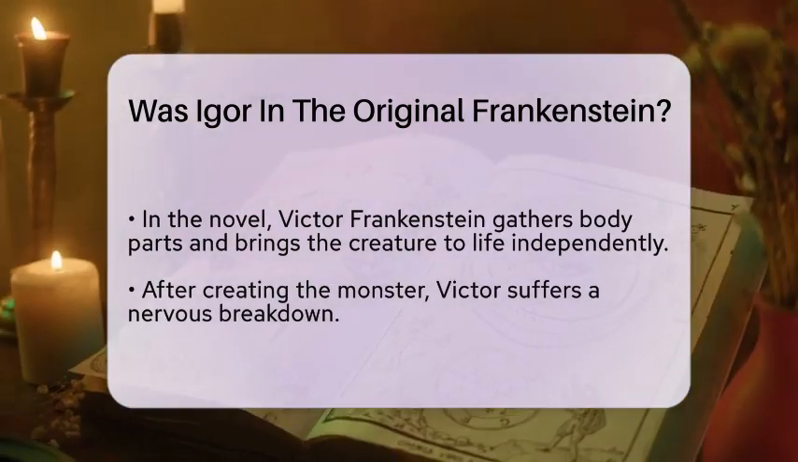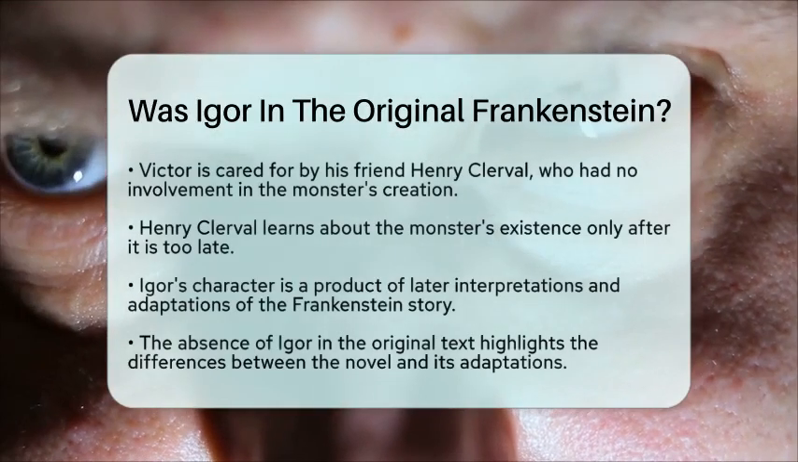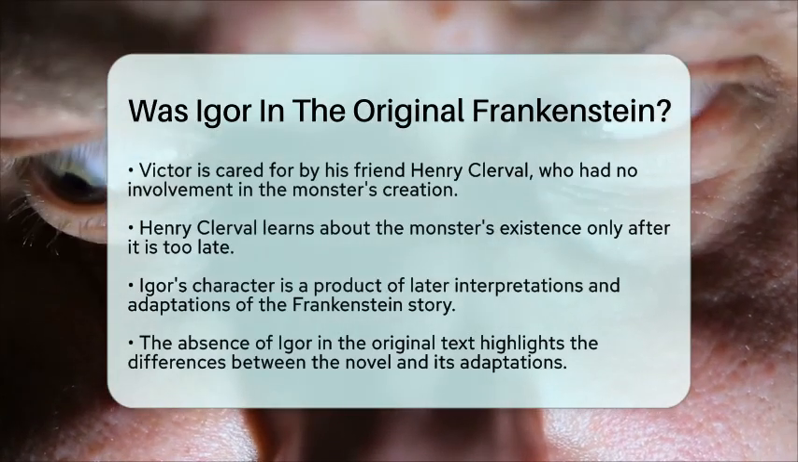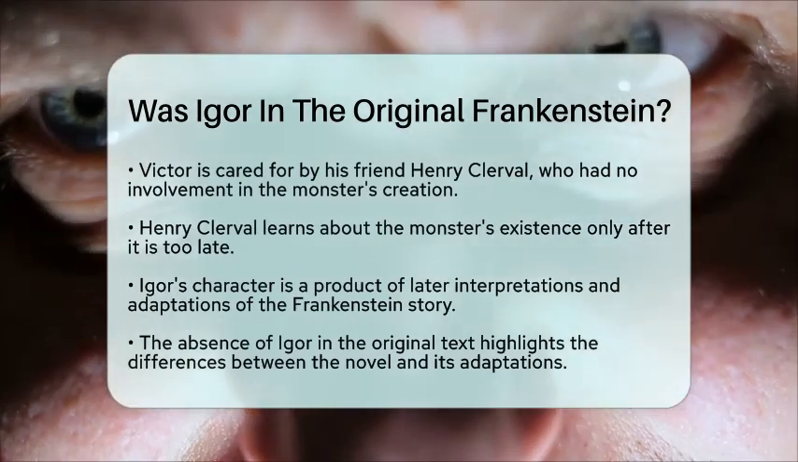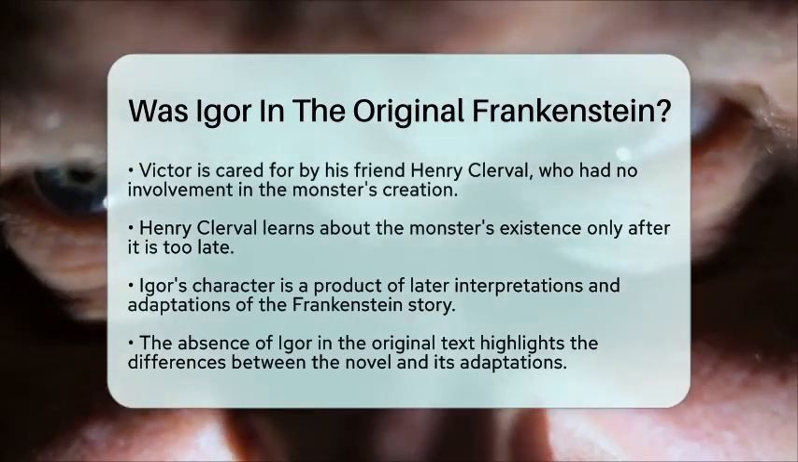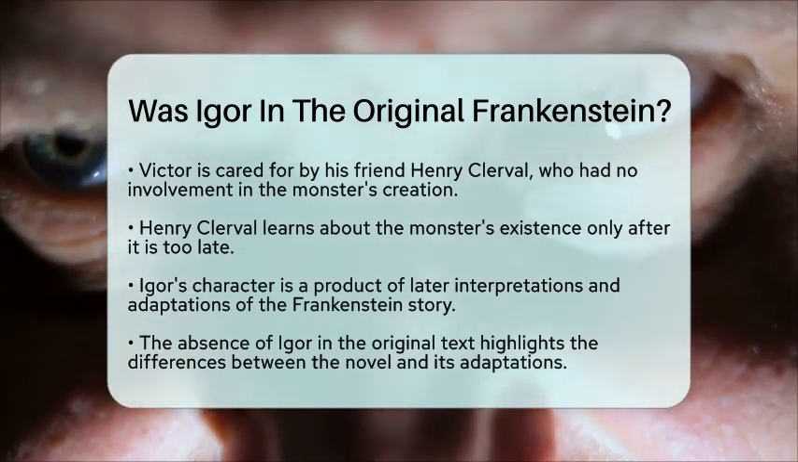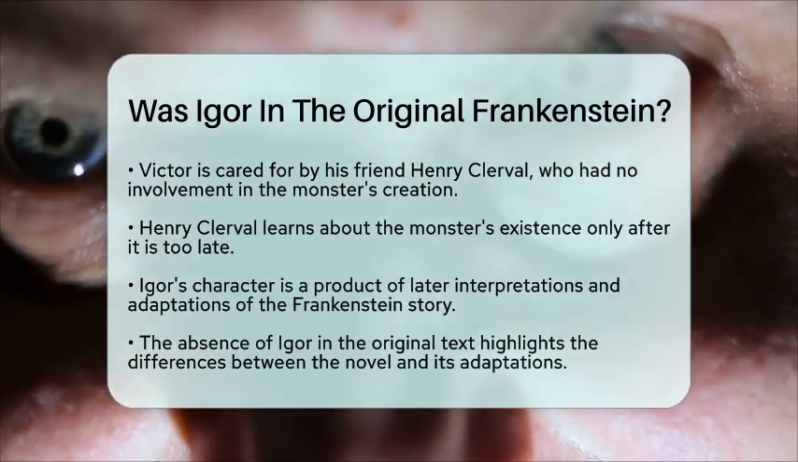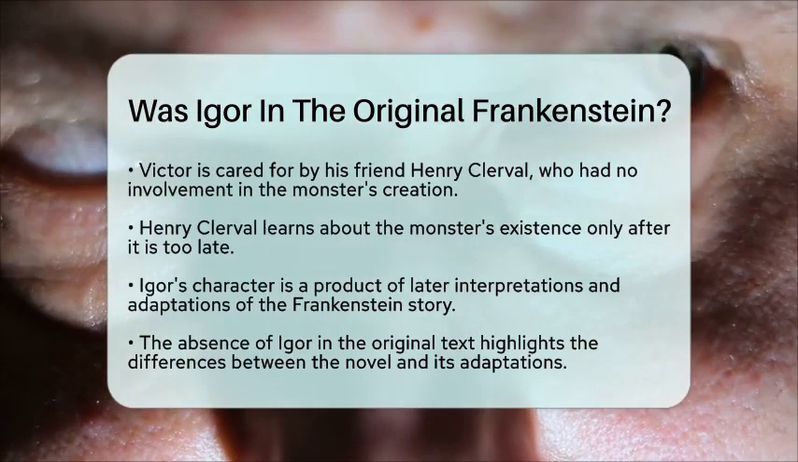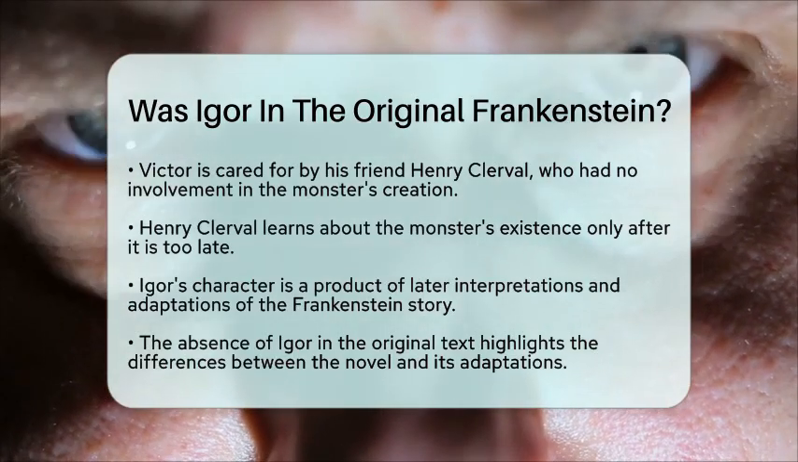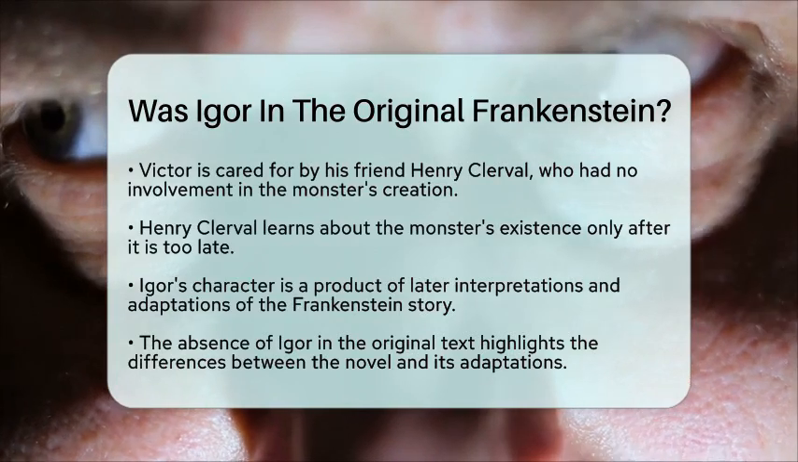In Mary Shelley's Frankenstein, the main character, Victor Frankenstein, is a scientist driven by his ambition to create life. He steals bodies, reconstructs them, and brings the creature to life all by himself. There is no mention of an assistant or a character named Igor in the book. Igor actually appears in later film and stage adaptations of Frankenstein.